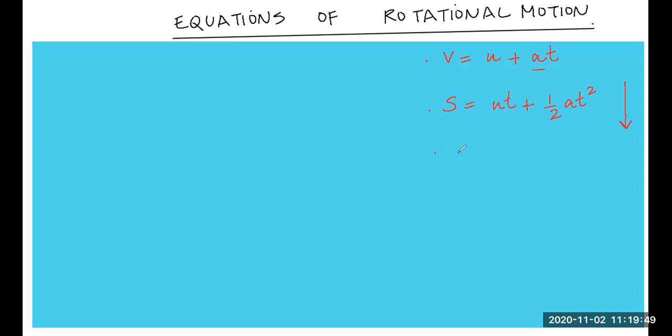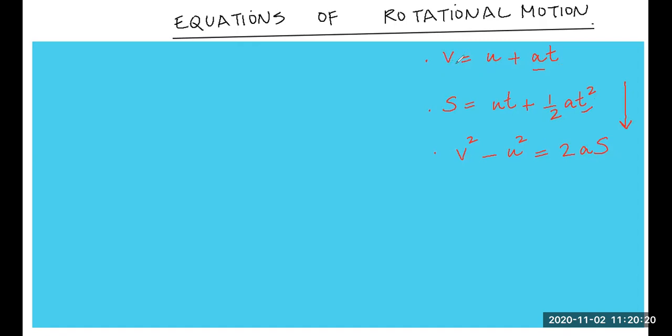And then we have the third equation, final velocity square minus initial velocity square is equal to 2, you can write gs or you can write 2as also. Here s is the displacement or distance traveled, a is the constant acceleration, and t is the time during which this distance is traveled, or t is the time during which the initial velocity u changes to final velocity v.